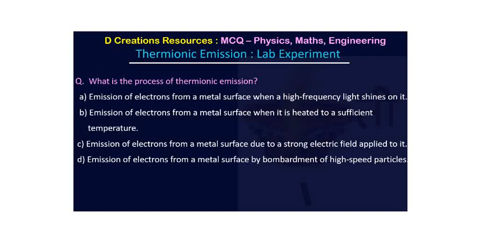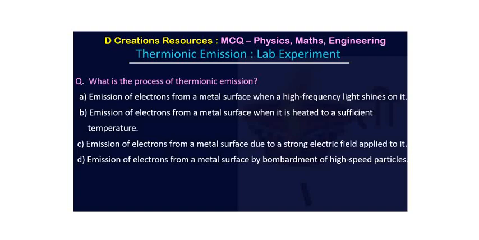And the options are: option A, emission of electrons from a metal surface when a high frequency light shines on it; B, emission of electrons from a metal surface when it is heated to a sufficient temperature; C, emission of electrons from a metal surface due to a strong electric field applied to it; and D, emission of electrons from a metal surface by bombardment of high speed particles.